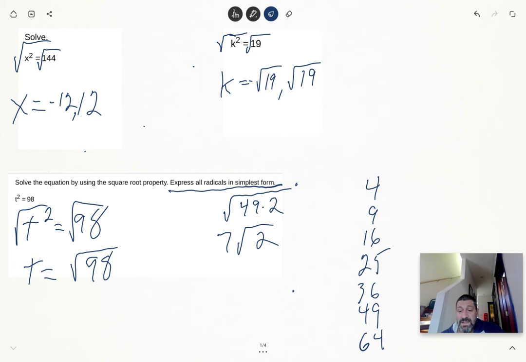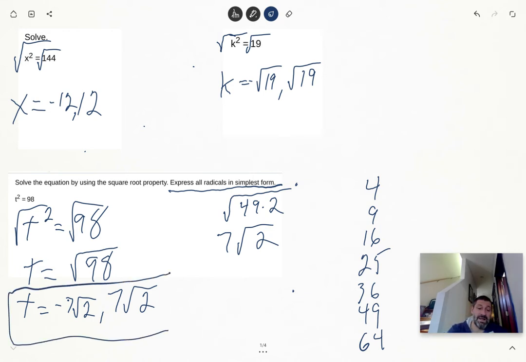So if you had me last semester, we spent some time on this. If this is new to you, you may need a little bit of additional practice, and we can talk about that if you need to. Instead of t equals square root of 98, the simplified form of that would be 7 square root of 2. And of course, I almost forgot that we have to have a negative 7 square root of 2 as well. So the solution to that particular equation would be that combination of radicals right there.